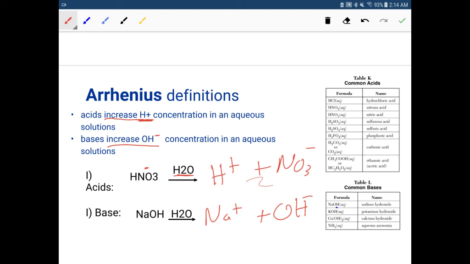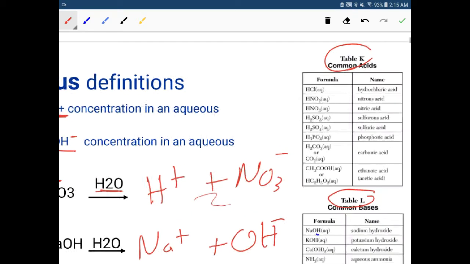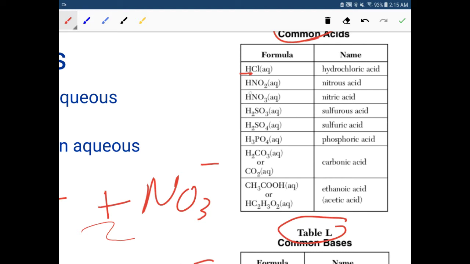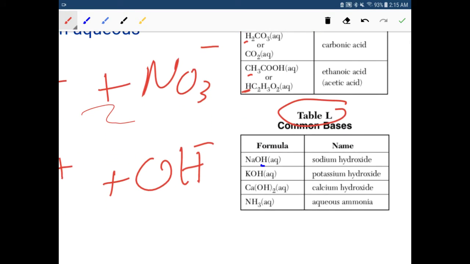Okay, so also in your chemistry reference table, if you are not sure if the substance is an acid or base, you could go to Table K and Table L. They mostly only use these acids and bases in Table K and Table L in the Regents questions. So if you look at Table K, you're going to see that the acids all start with an H, right? And if you look at the bases, they all end with an OH.